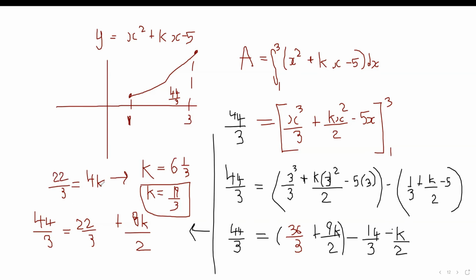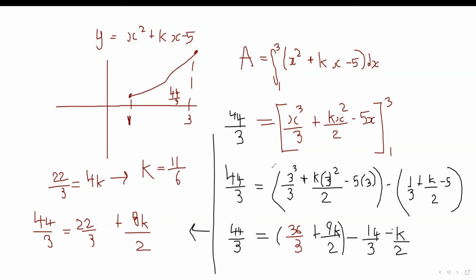Then divide that by 4. 22 divided by 3 divided by 4. That should be 11 over 6. This is k. Just want to make sure I didn't make any more addition mistake. All right, so this is 11 over 6. That's what I'd get for k, 11 over 6. That's what I should get for k.